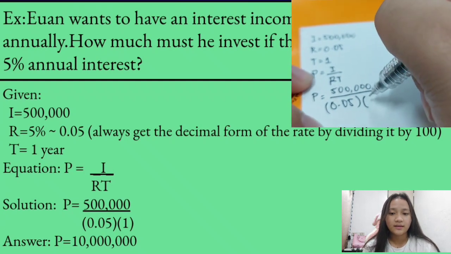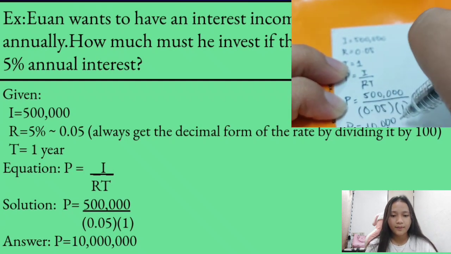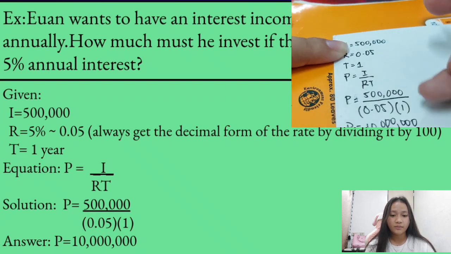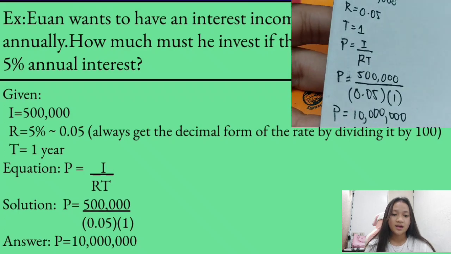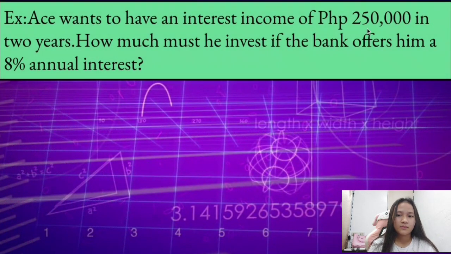Before you get it, you need to use the scientific calculator, because if you use only the cell phone, the answer will be wrong. So it's so important to use the scientific calculator. So the next is you must answer it on your notebook and post it. Ace wants to have an interest income of 250,000 in 2 years. How much must he invest if the bank offers him an 8% annual interest?